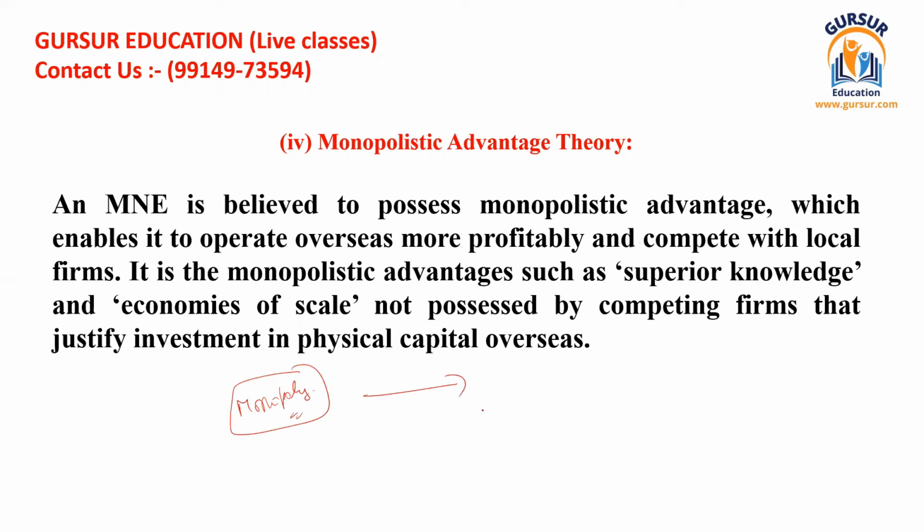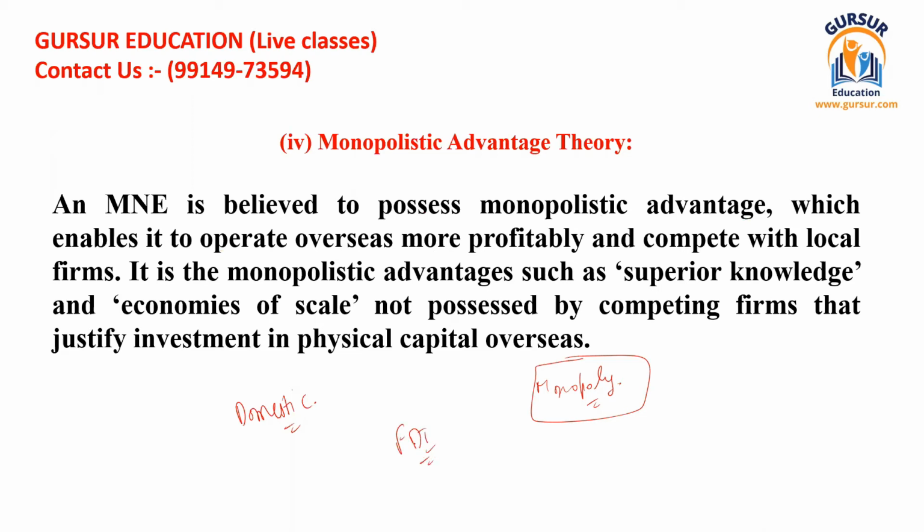So this also becomes some of the reason why the FDI flows. An MNE is believed to possess monopolistic advantage, so it enables it to operate overseas more profitably. It can happen that some companies which do not grow well in their domestic atmosphere can get monopoly if they make their investment outside their country. So this can also be the reason why countries accept or do FDI investment. This is also one of the reasons why FDI occurs.